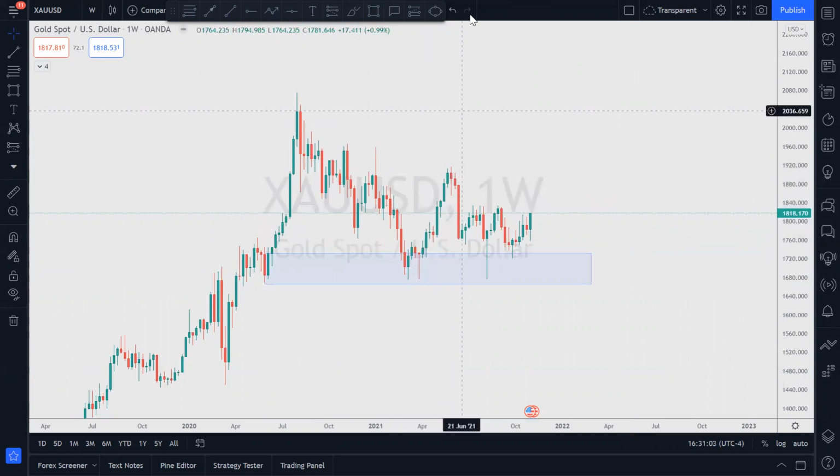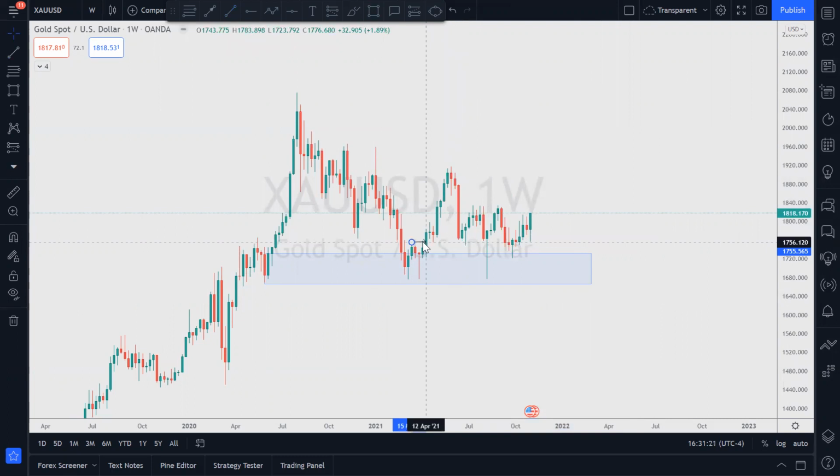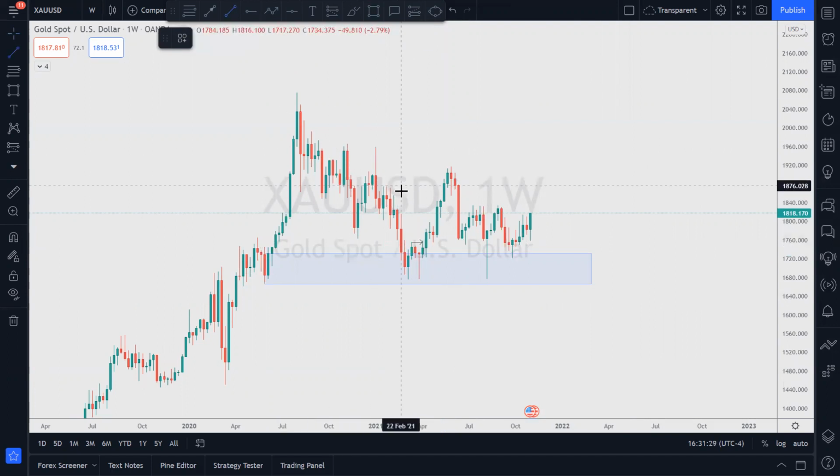Price projected higher. What did it do along the way, getting higher? Well, it was a short-term low here. There's a short-term low here. And what did I tell you? Two short-term lows is like a break of structure. And do we have another one? Yes, right here.